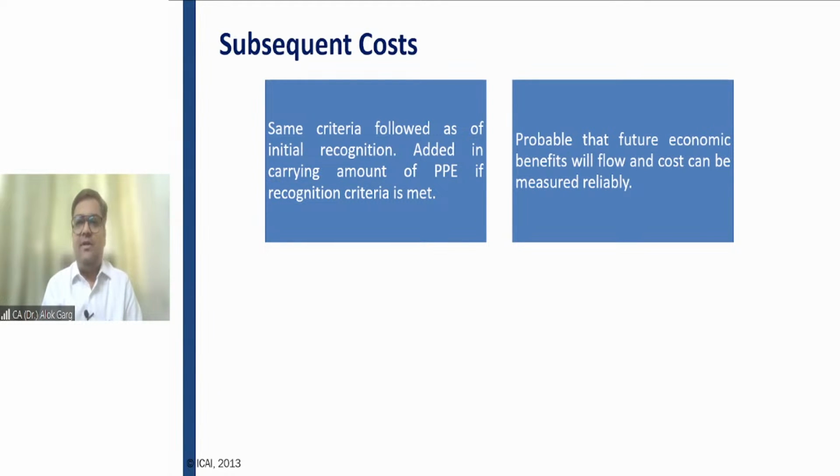Before answering this question, let me give you a guidance which is given here. Standard says that the recognition criteria for initial cost and subsequent cost is same. So what is the recognition criteria? Future economic benefits should be probable and cost can be measured reliably. Are we aware about the cost of the engine? Answer is yes. Whenever you are dealing with an external party, whatever you purchase, the party will raise an invoice, the party will demand a payment. So cost will be measured reliably always.